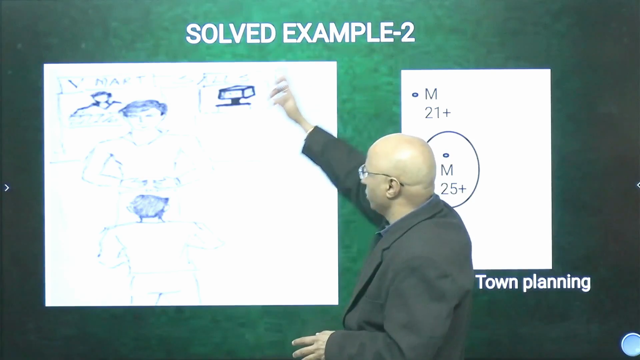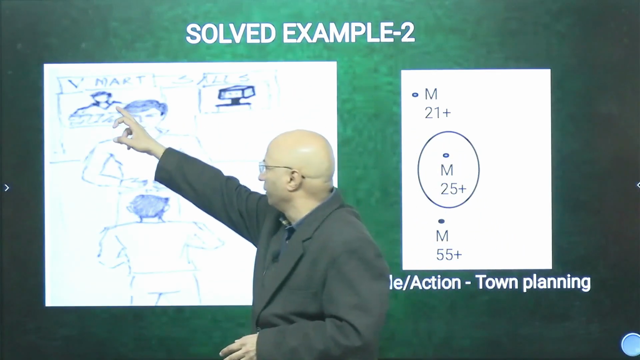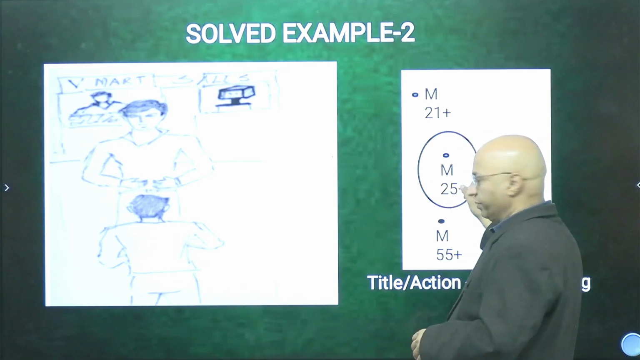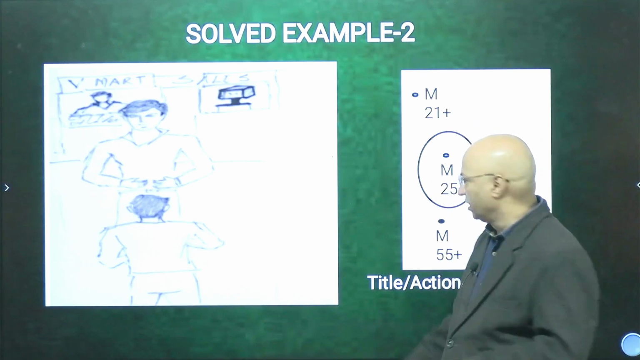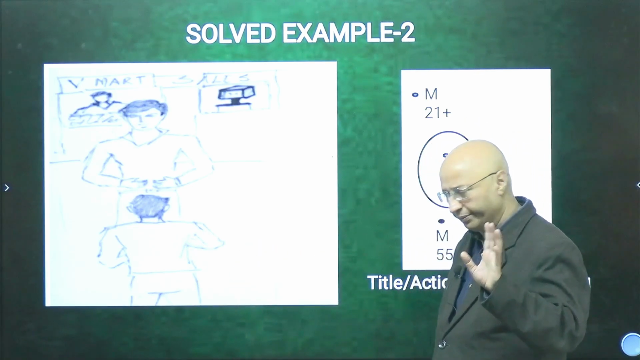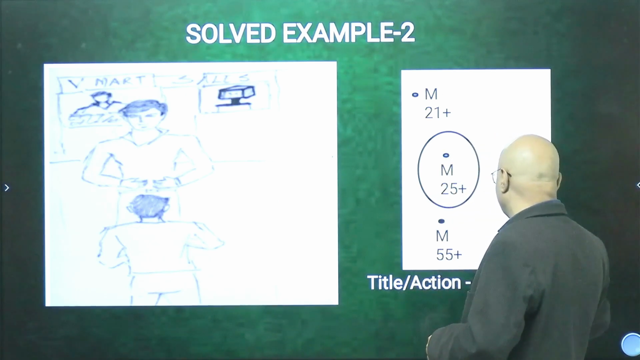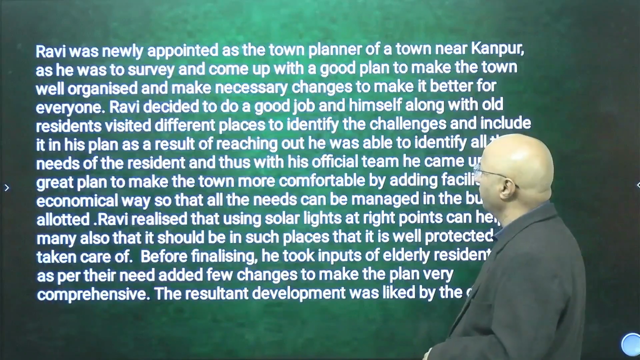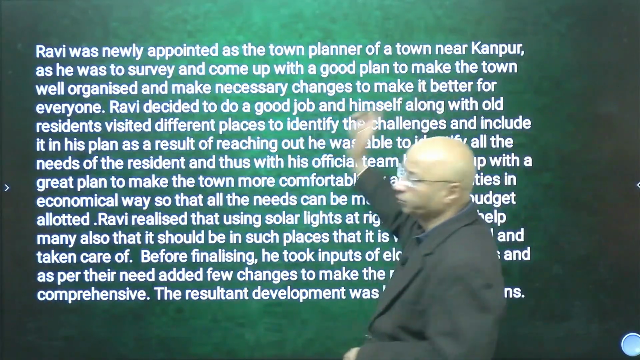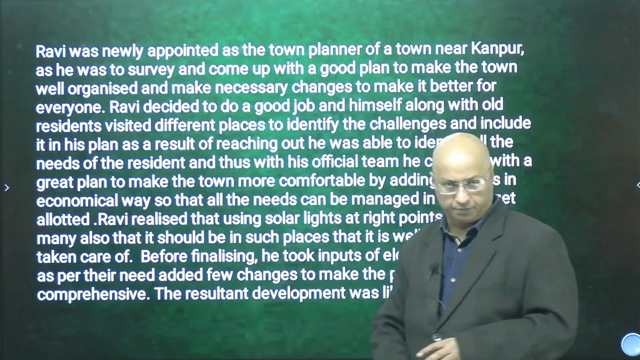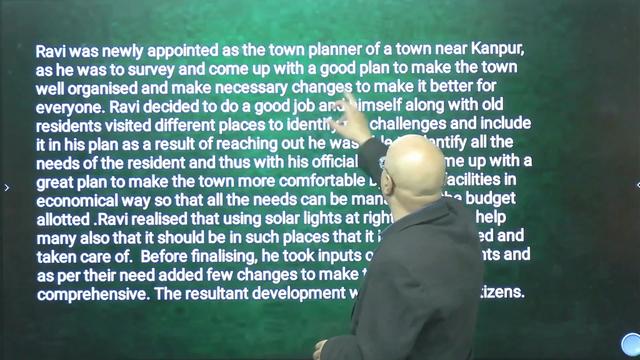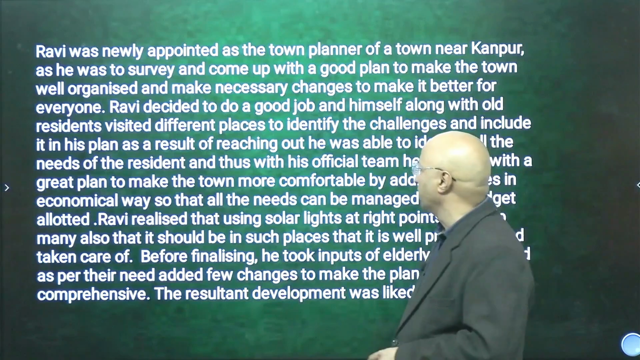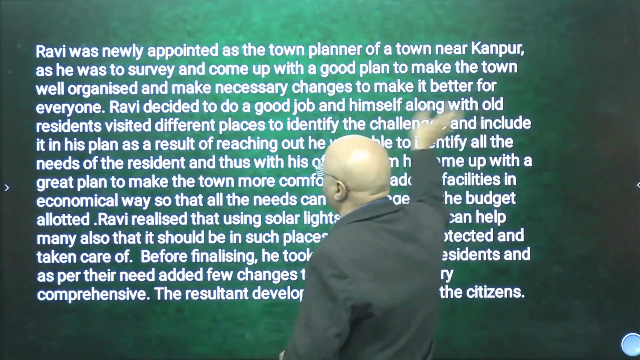Here again, this is a solved example. These are 3 people, 1, 2, 3. Here it is marked male 21 plus, male 25 plus, male 55 plus. This has been shown as an old person. Never mind. Title action, town planning. Is it clear? Now here, in this what they have done, Ravi was newly appointed as the town planner of a town near Kanpur. He was also to survey and come up with a good plan to make the town well organized.